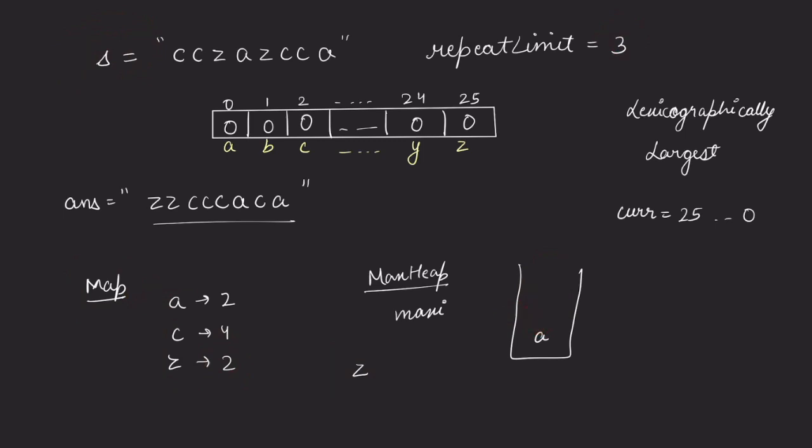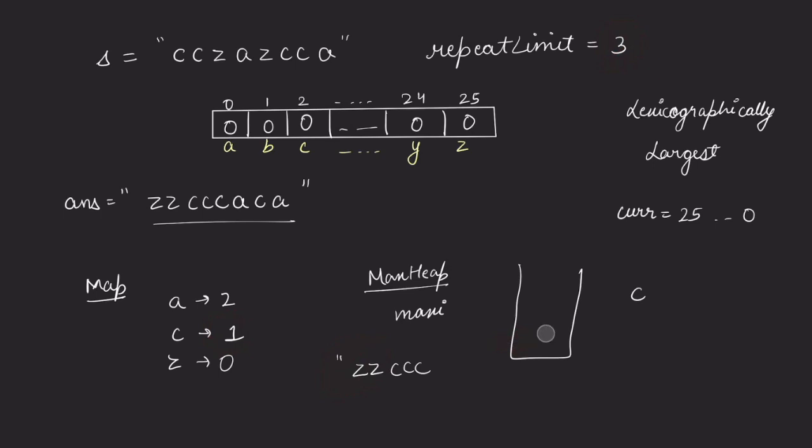So in this particular case, Z will be appended 2 times, so its frequency will become 0, right? So we will move to the next character. Now we will take out C. The frequency of C is 4, repeat limit is 3. C will be appended only 3 times, right? Now we will see that its frequency is still greater than 0. So now we will take the next character from our heap.